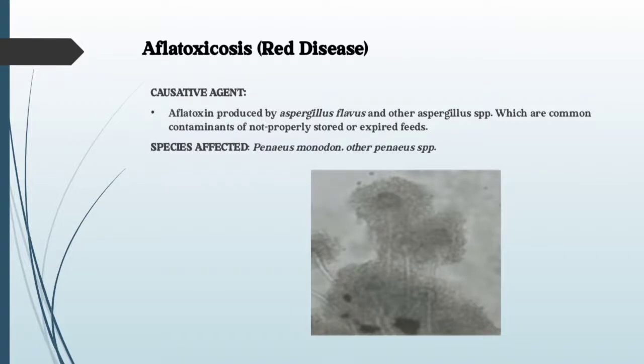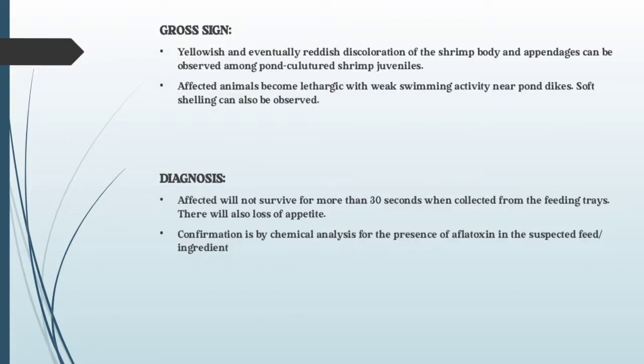Aflatoxicosis, red disease. Causative agents: aflatoxin produced by Aspergillus flavus and other Aspergillus spp. Species affected: Penaeus monodon and other Penaeus spp. Gross sign: yellowish and eventually reddish discoloration of the shrimp body and appendages can be observed among pond-cultured shrimp juveniles. Affected animals become lethargic with weak swimming activity near pond dikes. Soft shelling can also be observed.